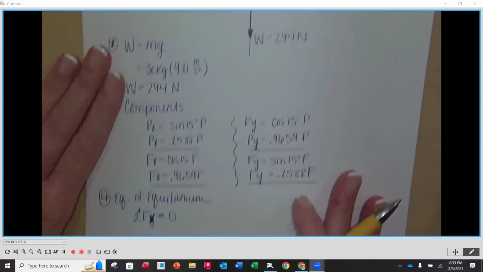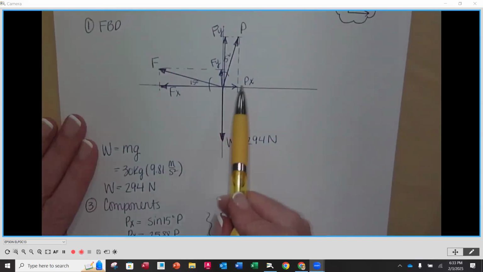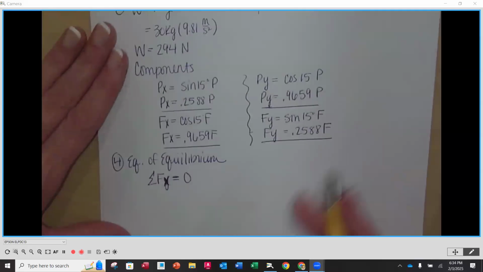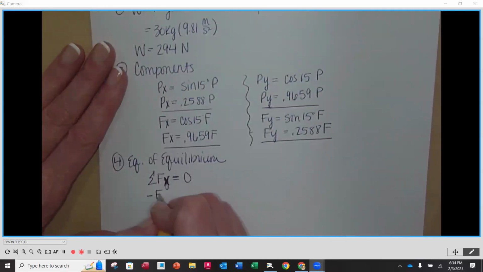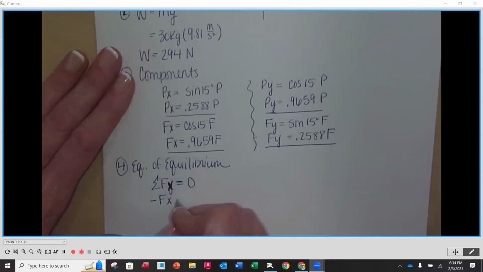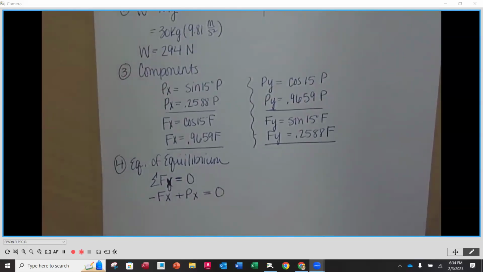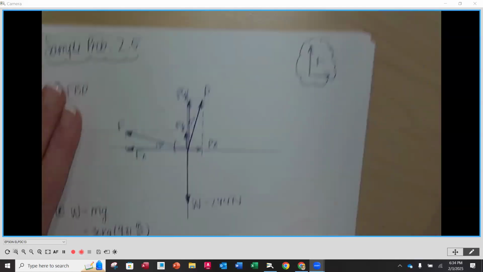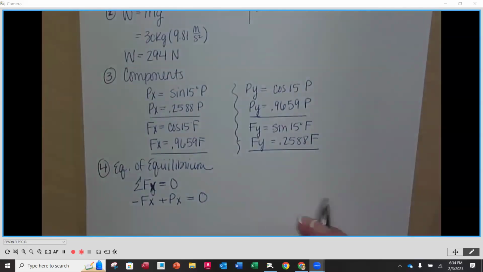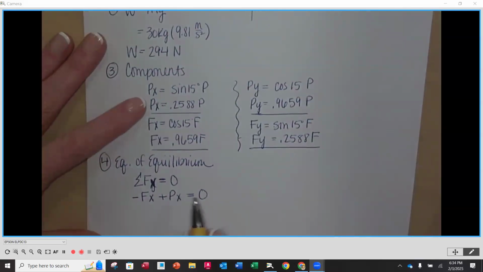Okay, so we're going to write our equation of equilibrium, summing our forces on the x-axis. That means we have a negative FX because it's pointing to the left, and we have a positive PX because it's pointing to the right. And we set that equal to 0. So the left-hand side of our equation is summing the forces in the x direction. Signs are based on our convention. And now we're going to expand that out for what we found here.